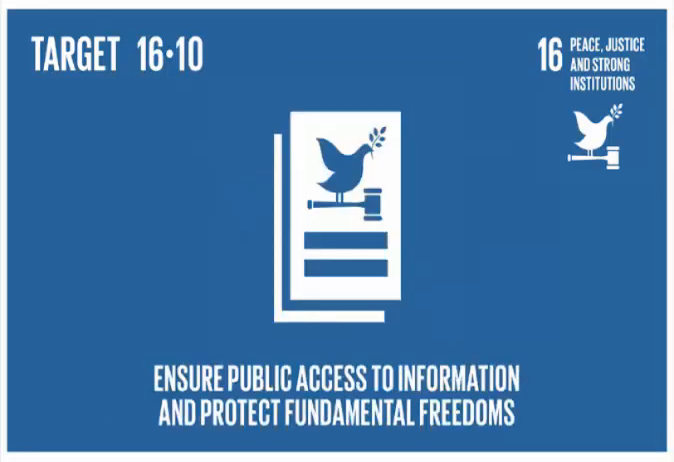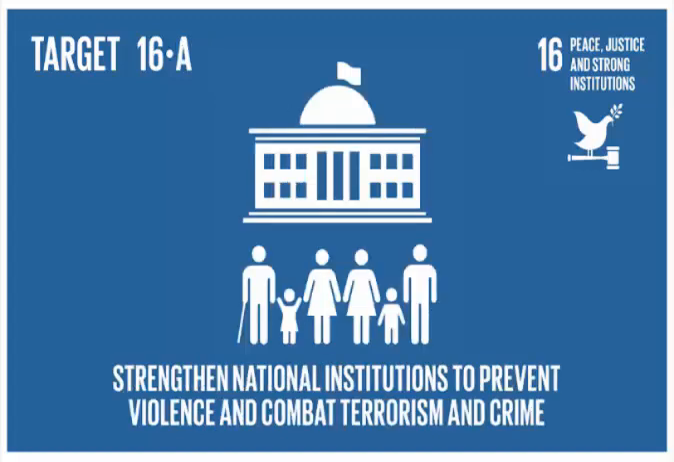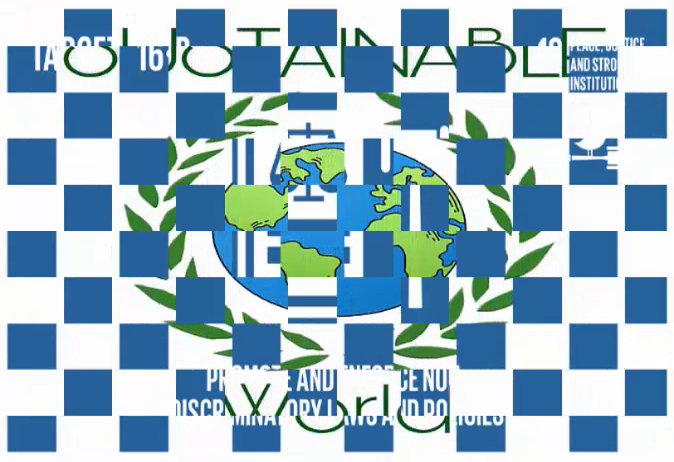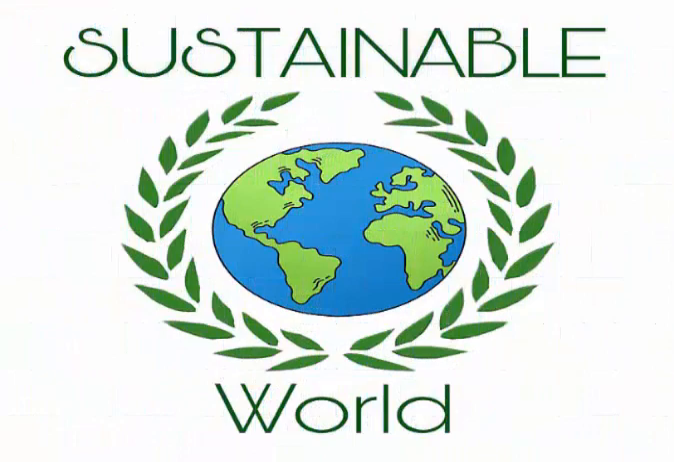Target number 10. Ensure public access to information and protect fundamental freedoms in accordance with national legislation and international agreements. Target number 11. Strengthen relevant national institutions, including through international cooperation, for building capacity at all levels, in particular in developing countries, to prevent violence and combat terrorism and crime. Target number 12. Promote and enforce non-discriminatory laws and policies for sustainable development.